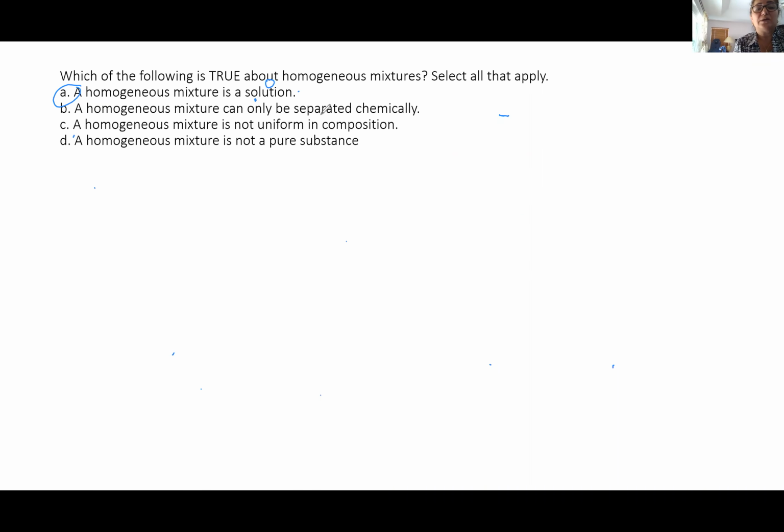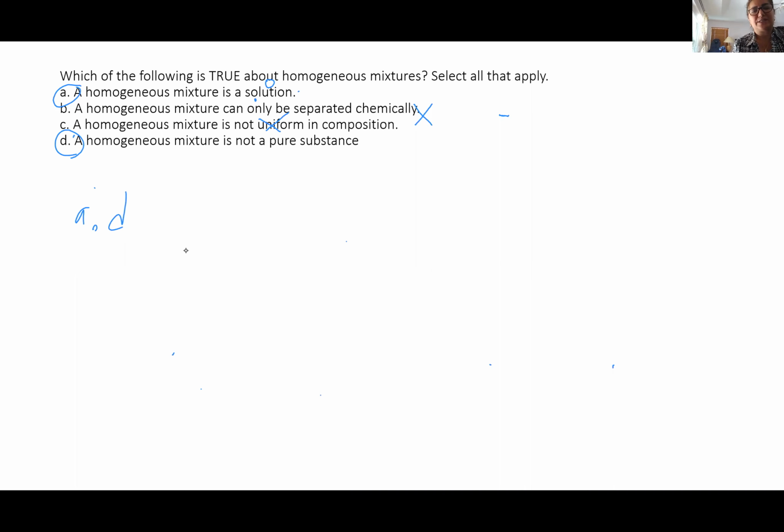Homogeneous mixture can only be separated chemically. That is false, because by physical means, like by distillation, you can separate it. Also, homogeneous mixture is not uniform, and that is incorrect because a solution is a homogeneous mixture. A homogeneous mixture is not a pure substance. It is a mixture, so it's not a pure substance. So A and D would be the correct choices here.